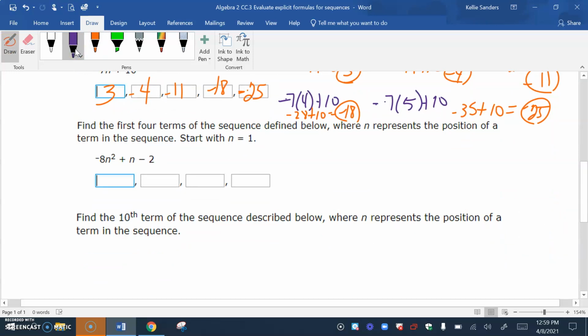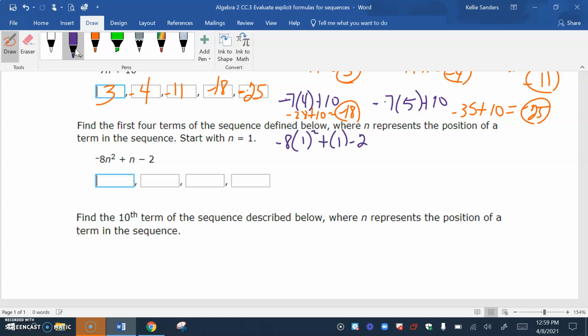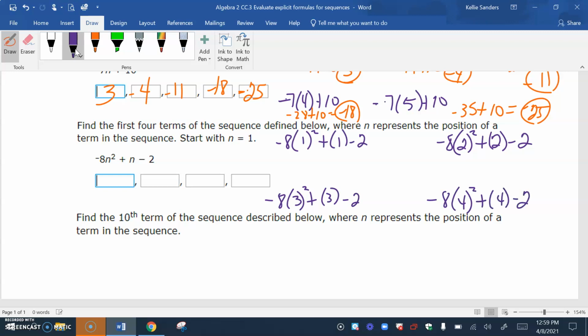Okay, we have 4 answers in this. We have -8 times 1 squared plus 1 minus 2. -8 times 2 squared plus 2 minus 2. -8 times 3 squared plus 3 minus 2. -8 times 4 squared plus 4 minus 2. 1 times 1 is 1, times -8 is -8, plus 1 minus 2. -10 plus 1 is -9.